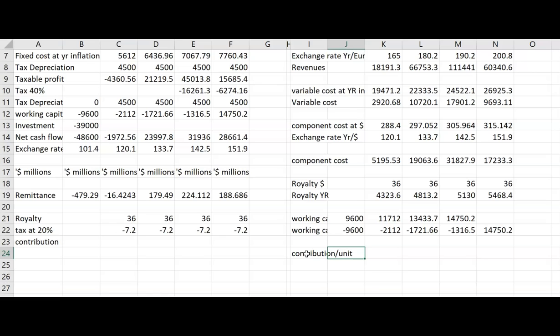And every year this contribution will increase with inflation of 3% of the US inflation. So the contribution will increase with dollar inflation. So first year it will be 120 into 1.03.